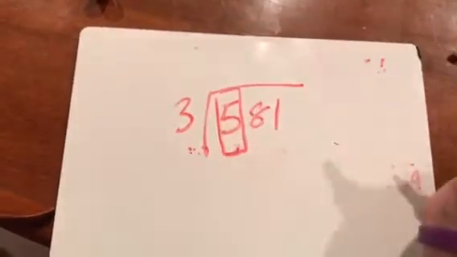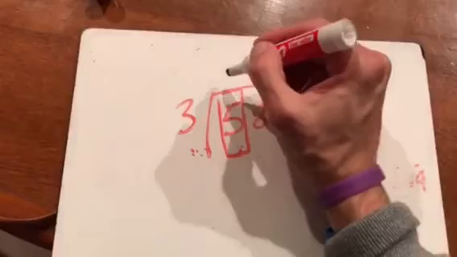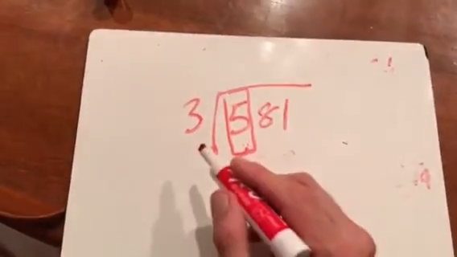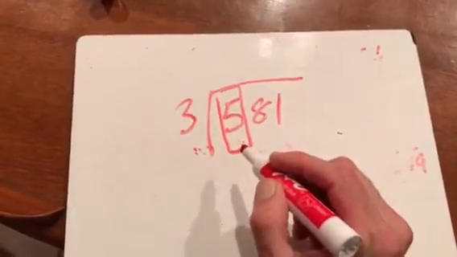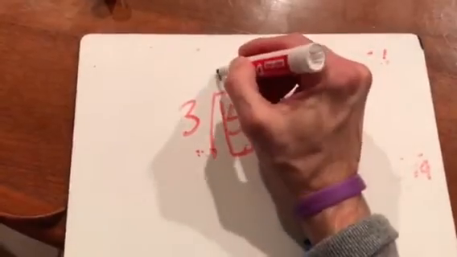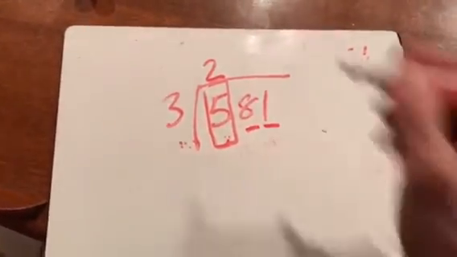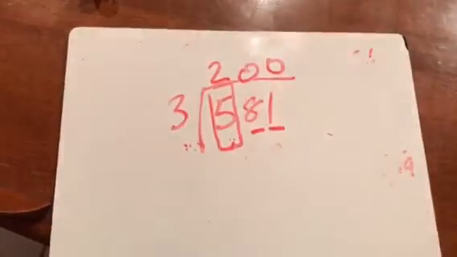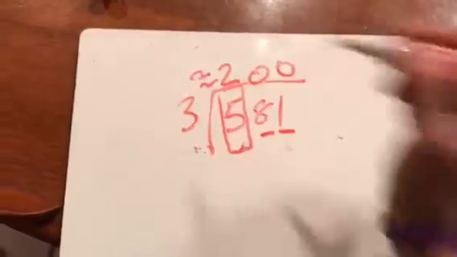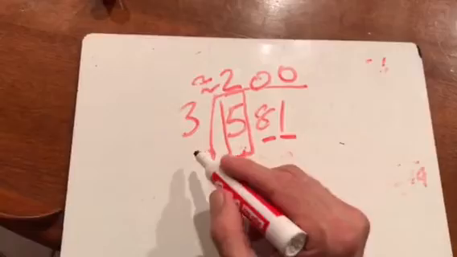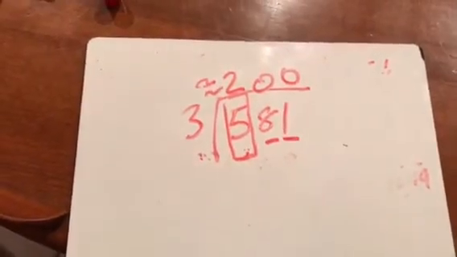So I know, just from thinking about my multiples of 3, 1 times 3 is 3, 2 times 3 is 6. 6 is going to be the closest, so I'm going to go ahead and put my 2 up here. And then I see 2 digits this time outside of the box, so 200. So 581 divided by 3 is about 200. We'll do one more, and then I won't bore you anymore with samples of estimating quotients.